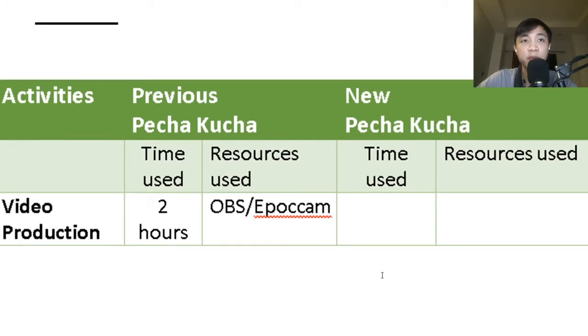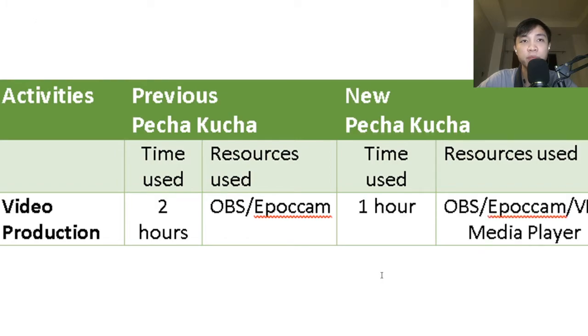In the fourth step of my previous Pechakucha, I prepared the video using OBS Studio as well as the phone as my camera. I was able to do both the demo and the video itself in around 2 hours. I also used the slideshow in PowerPoint as my video. However, in my new Pechakucha, I was able to reduce time by converting the PowerPoint into an MPEG video to see the timings, and my notepad acted as my guide sheet when discussing. I also used the same materials such as OBS and my phone.